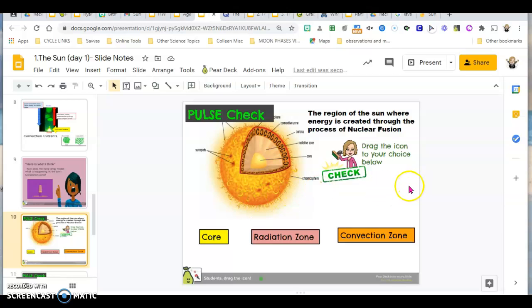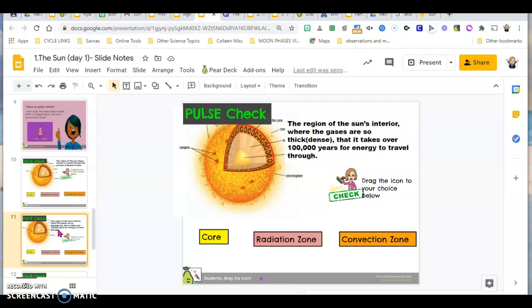On your student paced Pear Deck, you will read the questions and then drag and drop your icon to respond. The region of the sun where energy is created through the process of nuclear fusion. Drag the icon to your choice. Is it the core, radiation zone, or convection zone? The next question, pulse check, the region of the sun's interior where the gases are so thick or dense that it takes over 100,000 years for energy to travel through. Drag the icon to your choice. Is it the core, the radiation zone, or the convection zone?